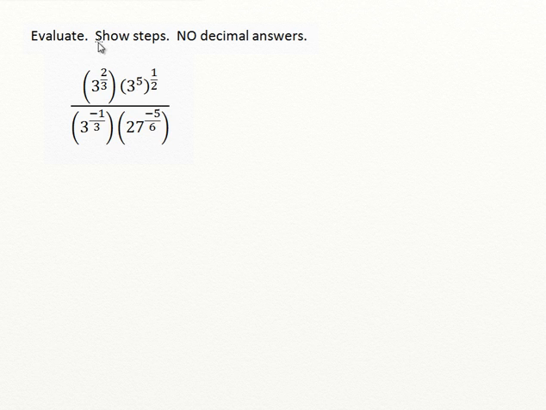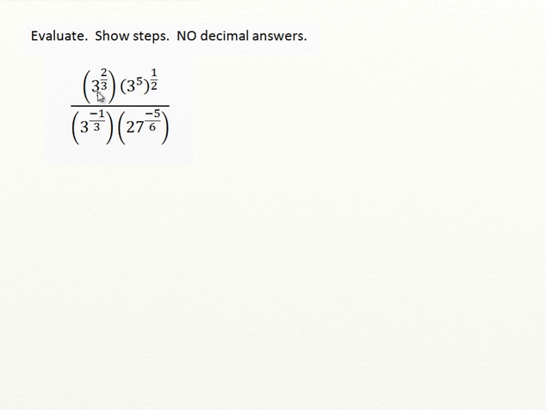We have also been asked to show the steps in our solution and not to have any decimal answers at the end. So if our answer at the end results in a rational value, a fraction, we'll just leave it as a fraction, reduced. Okay. So let's take just a quick look at the overall question.